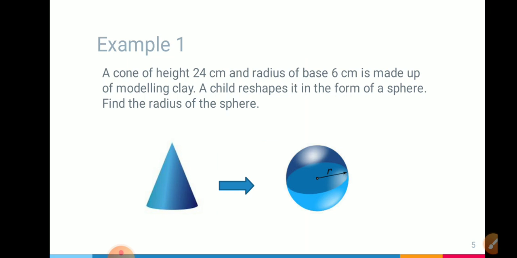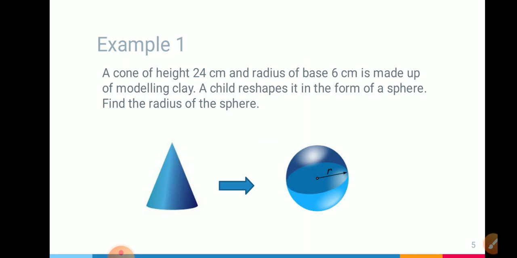Let's take the first example. A cone of height 24 centimeter and radius of base 6 centimeter is made up of modeling clay. A child reshapes it in the form of a sphere. Find the radius of the sphere.